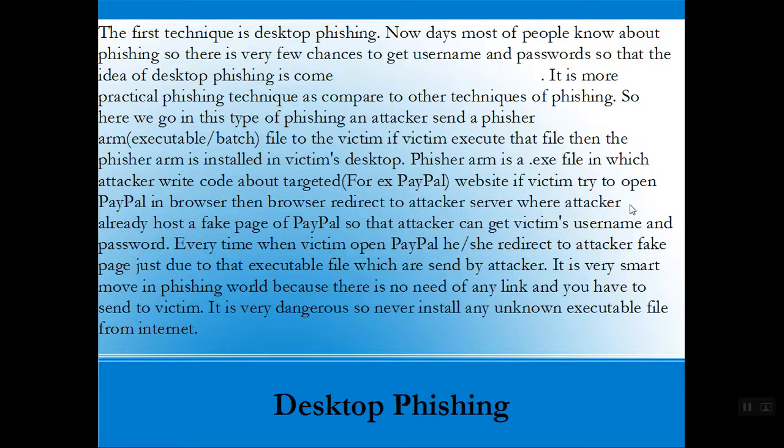The main purpose of the batch file is that whenever a victim tries to access a PayPal account using the actual URL, like www.paypal.com, which is the actual URL of PayPal, the batch file redirects the actual URL to the attacker's server, where the attacker has already hosted a fake page of PayPal. So how does the attacker get this batch file installed on the victim's system? Once the victim installs that batch file, the victim's browser always redirects his PayPal homepage to the attacker's server until the victim uninstalls that batch file.